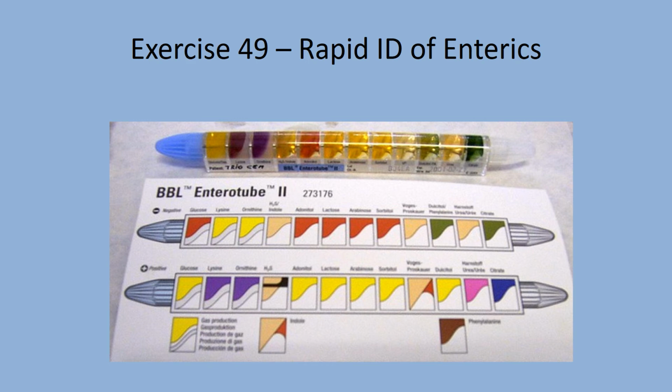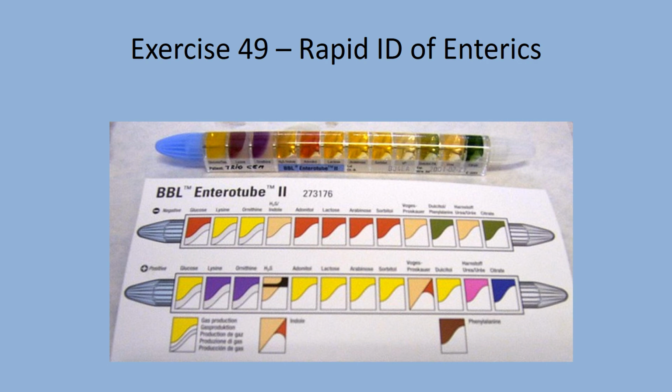Exercise 49 just shows that we've been telling you how to run these tests individually so you understand what is going on. In reality, in a lab, we don't have space for all these various petri dishes and test tubes to be incubating for the number of samples that would be coming through. So a couple of different companies have developed a rapid identification process for the enterics. These are geared towards enterics only. They do have them for some other organisms as well.